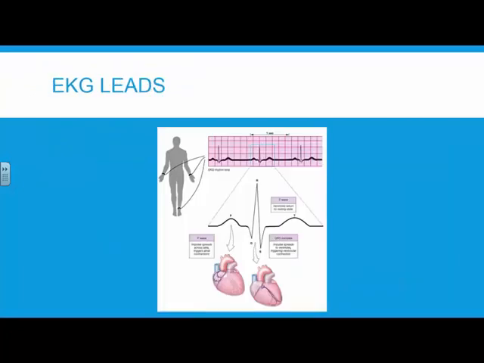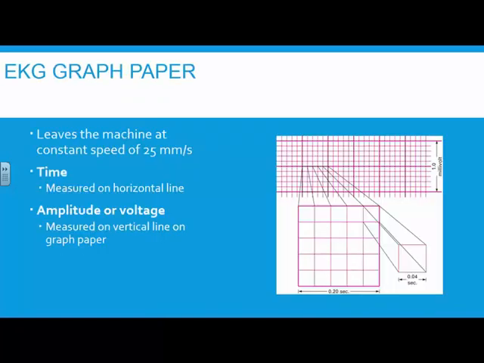Your ECG rhythm strip, well, let me wait on that. We'll get to that in just a minute. Your ECG graph paper, what I handed out to you guys. Every machine, whether it uses this type of graph paper or whatever, is calibrated the same. It's supposed to leave the machine at a constant speed of 25 millimeters per second. And it is graph paper. On the horizontal line is measured time. On the vertical line is amplitude or voltage. Okay?